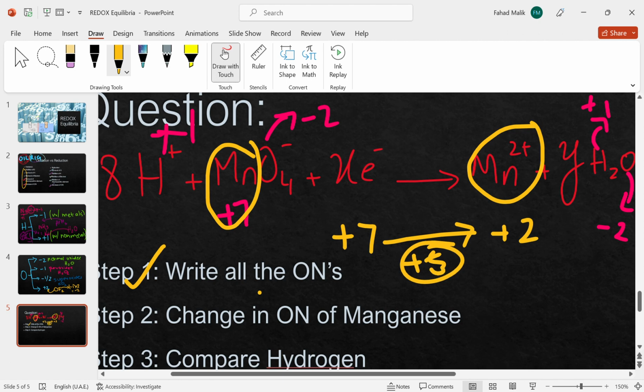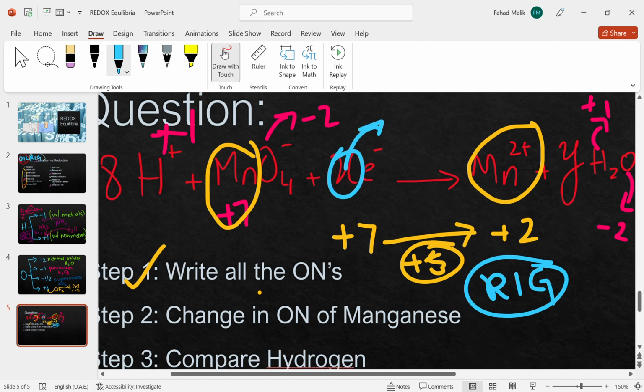Now see, we're going from 7 to 2. So what's happening here? It's reduction. And I told you what reduction is: it's OIL RIG. So you're gaining 5 electrons. So basically you're going to add your 5 electrons. So your X is 5. And we're done with step 2.